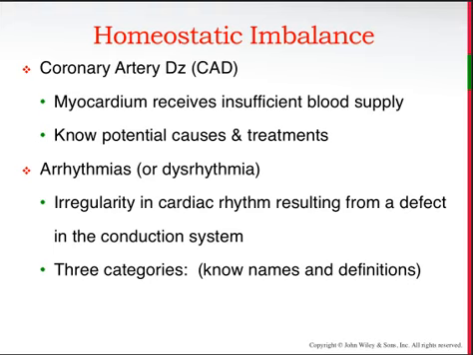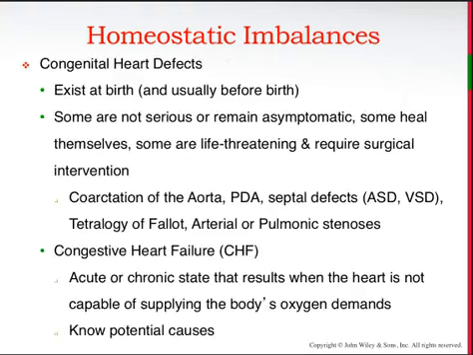And then finally, I want you to take a look at some homeostatic imbalances. So pull your text, go out and research a little bit, know some potential causes and treatments for coronary artery disease. For arrhythmias, there's 3 categories. I want you to know the names and definitions. And then congenital heart defects, what it means to have a congenital heart defect. We'll talk a bit about those more at the end of the semester as well, and then just a basic potential cause for congestive heart failure. And I believe, yep, that's our last slide. So that wraps up the heart chapter of the circulatory system.